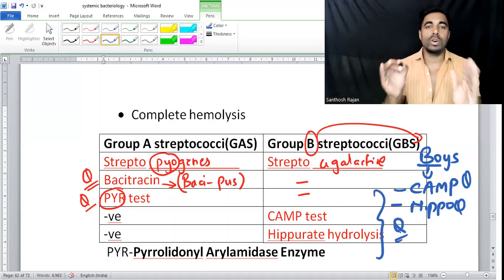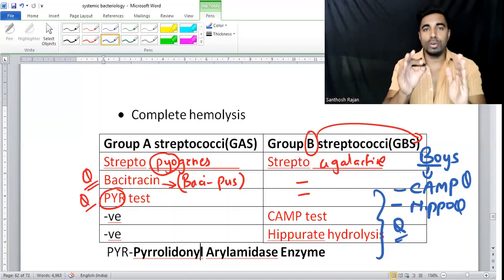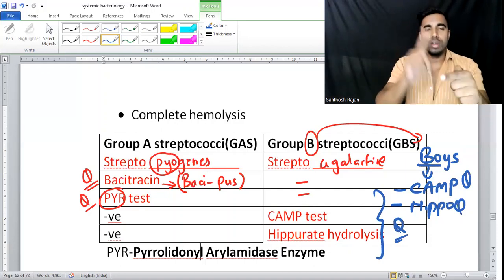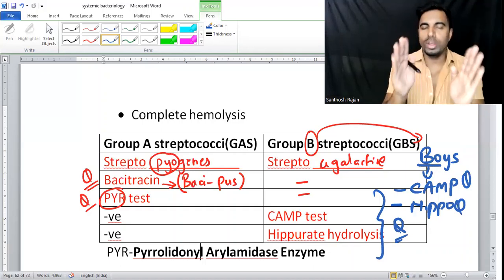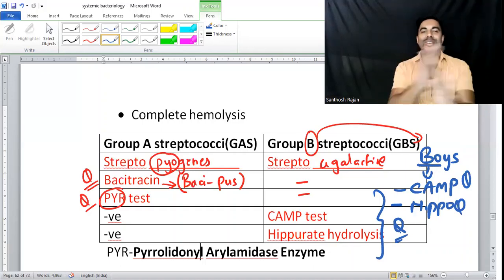I'm again stressing, all the tests for streptococcus, the individual tests, are important for pneumococcus and separately for group A and group B. These only they'll usually ask. In these, you should know very nicely, and I'll make it easy so that you'll never forget.